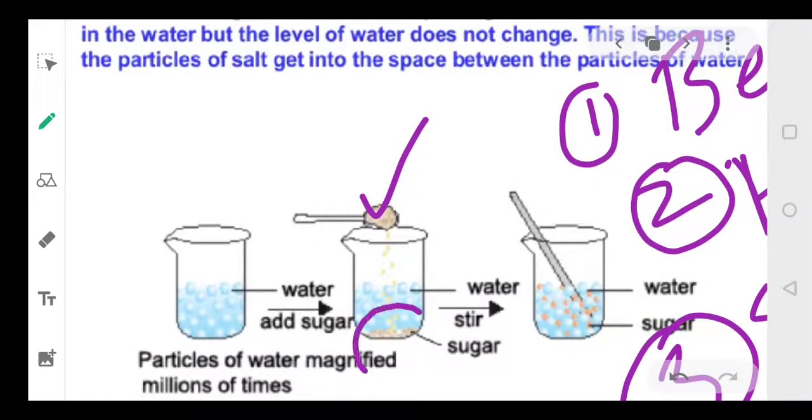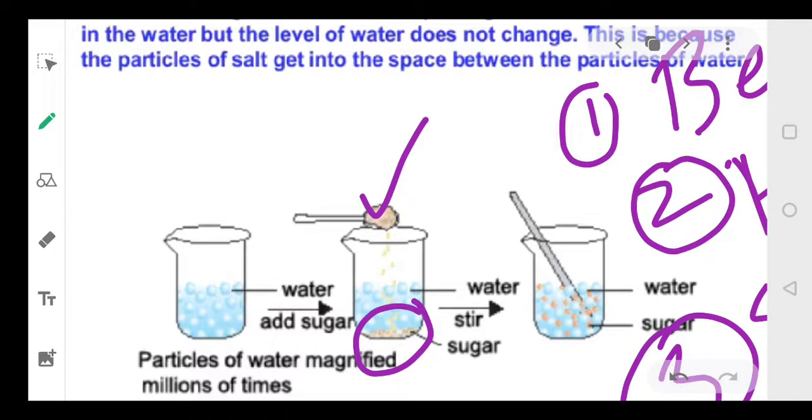See, salt, or you can say sugar, has entered into the water. Now mix it. Stir it properly. What will you observe, students? Do you think the sugar or salt will be soluble in water or not? Will it dissolve in water or not? What do you think? You will observe that after some time the sugar will disappear.